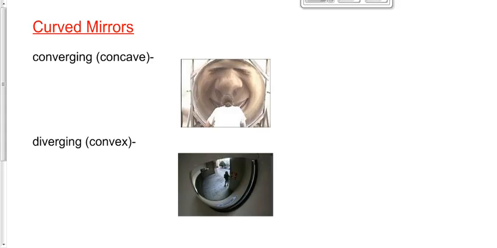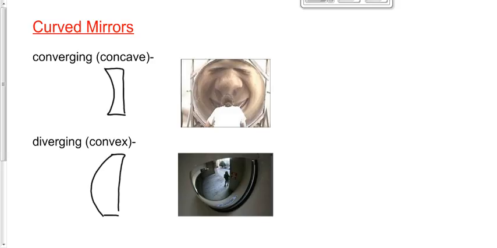A converging mirror is a concave mirror, or a mirror that's thinner in the middle than it is at the edges. A diverging mirror is a mirror that's convex, or thicker in the middle than it is at the edges. So be really careful about that.